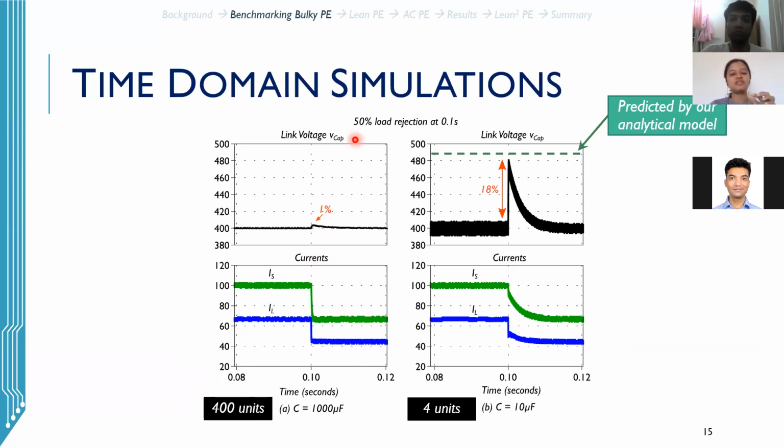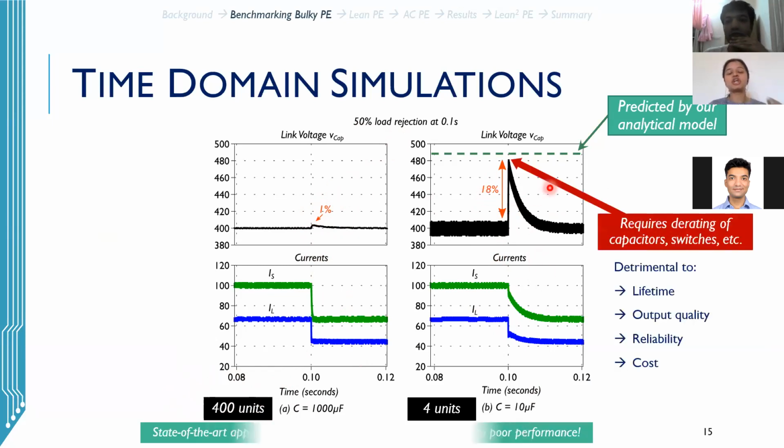And for a 50% load rejection scenario, in this particular case, the overshoot is just about 1%. When we do the same exercise for a system wherein the capacitor value is smaller, we see that the performance is poor, which requires derating of the capacitors and the switches which are connected to the DC bus.